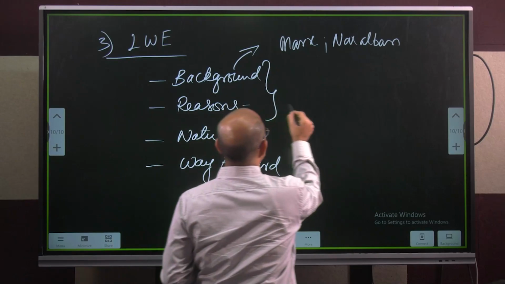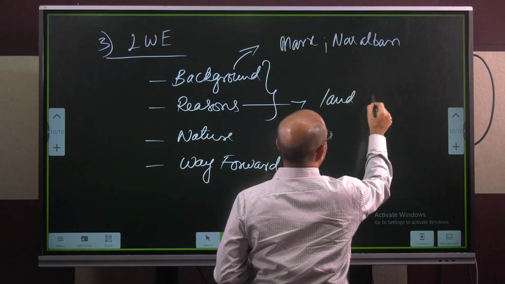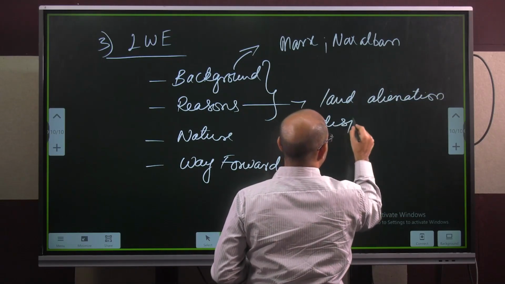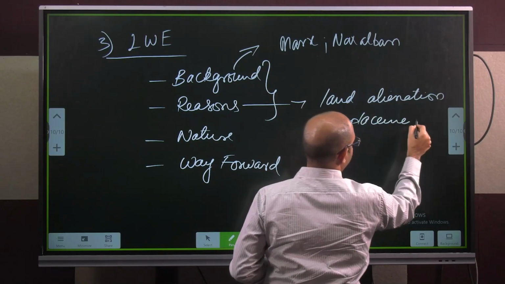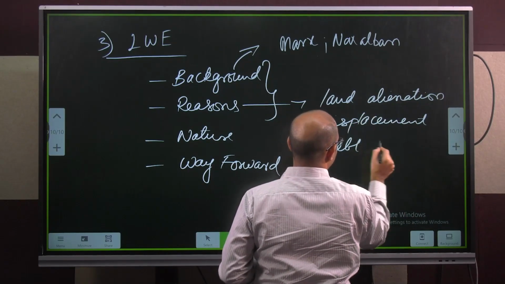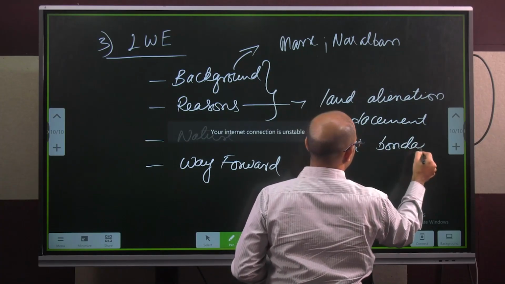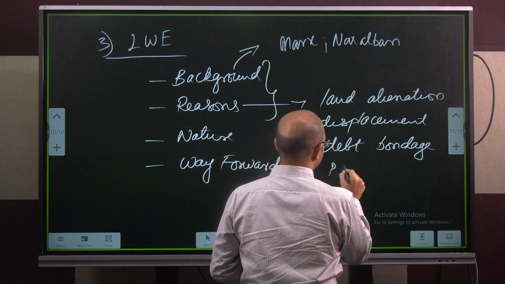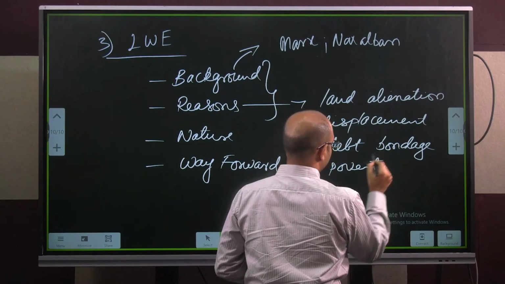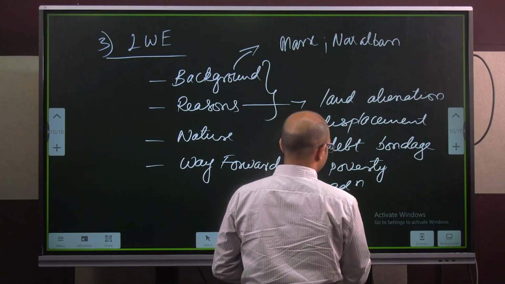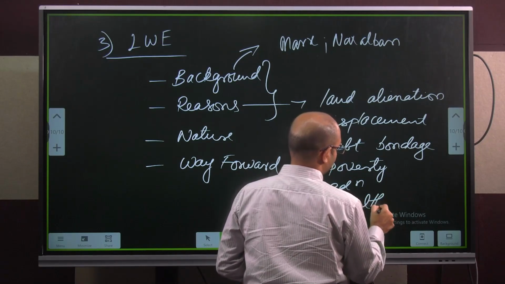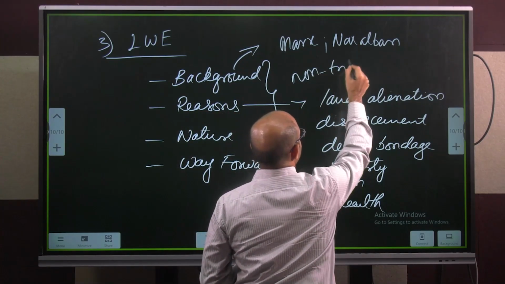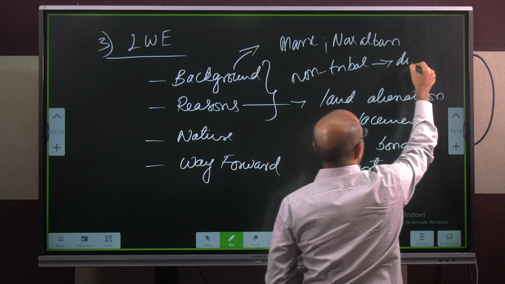Primarily, here link it with land alienation, displacement, debt bondage, and poverty, all the other problems of tribal people, lack of education, literacy, health. Each one you can back up with data that we discussed from last class. And non-tribals, entry of non-tribals into tribal areas, and domination of non-tribals.